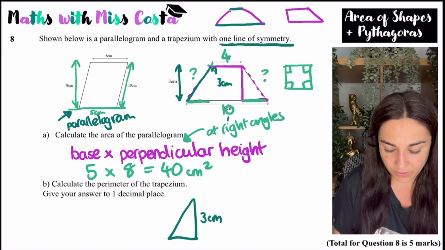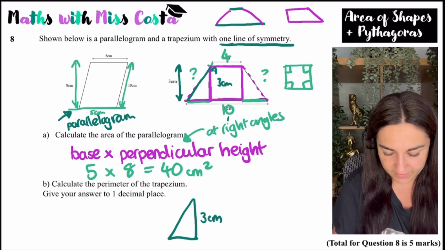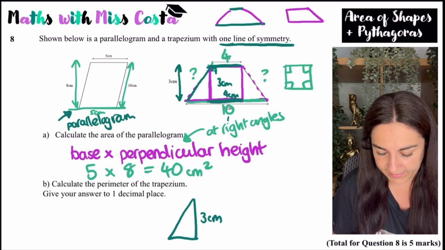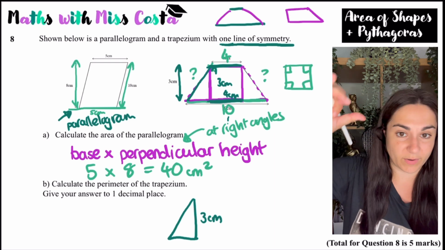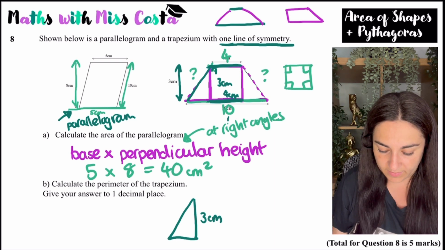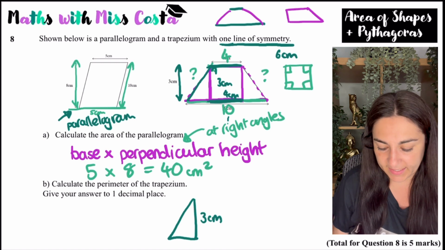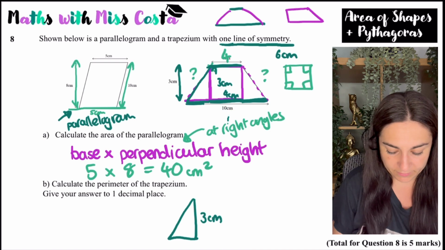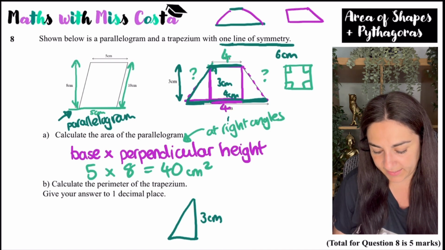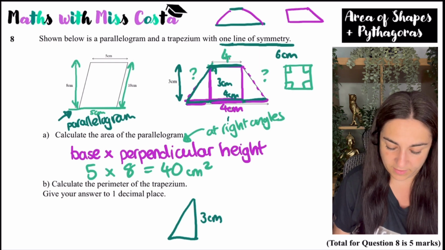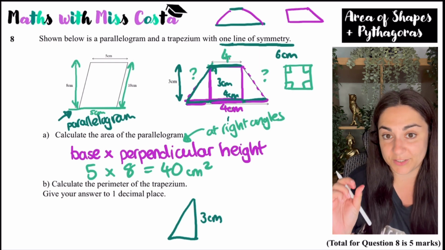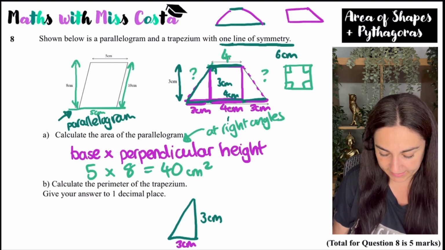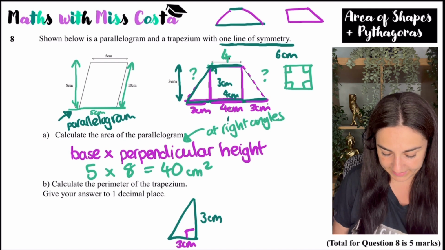If I know that this length here is 4 centimeters, because opposite sides of a rectangle are equal, then I do 10 take away 4, which is 6 centimeters. So 6 is split into 2, so maybe if I get rid of the 10, it might make it a little bit easier. Over here, this is 4 centimeters, and this plus this makes 6 centimeters. So if I do 6 divided by 2, that leaves me with 3 centimeters on each side. So this length here is also 3 centimeters.